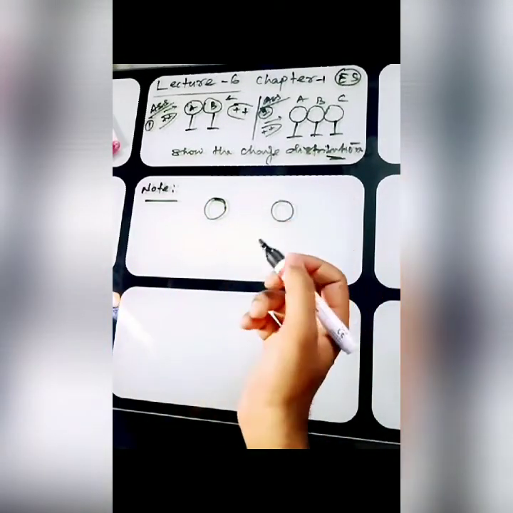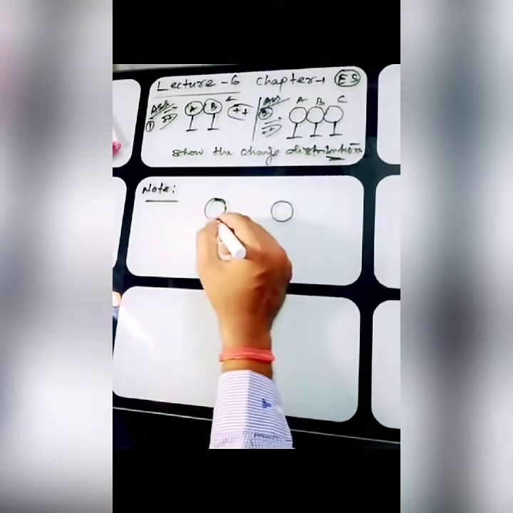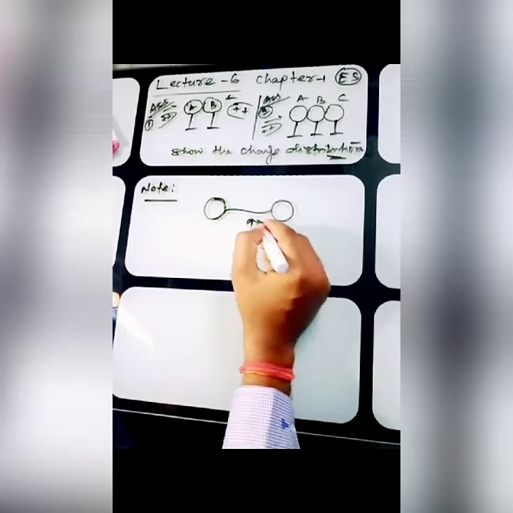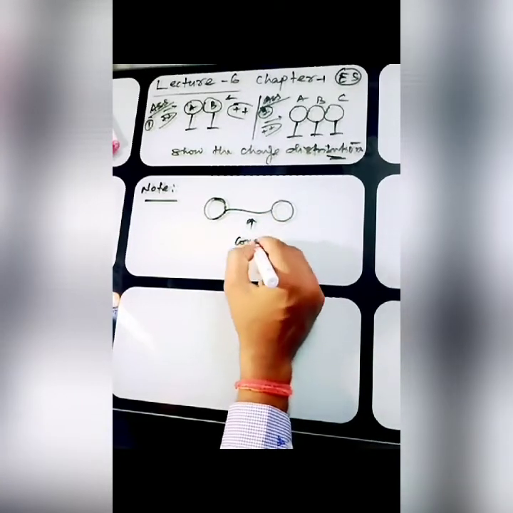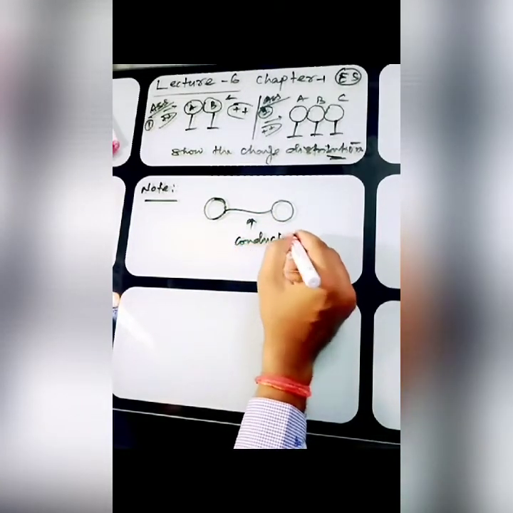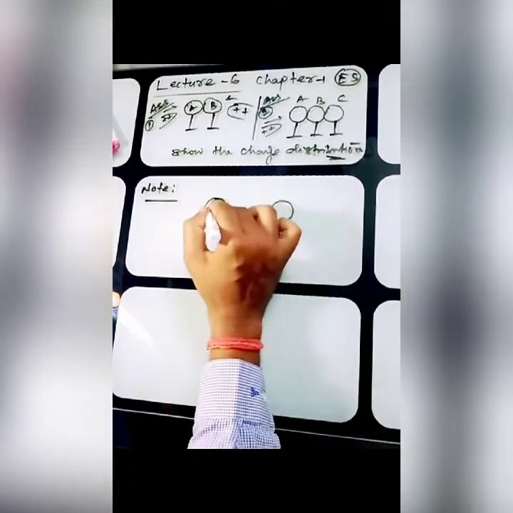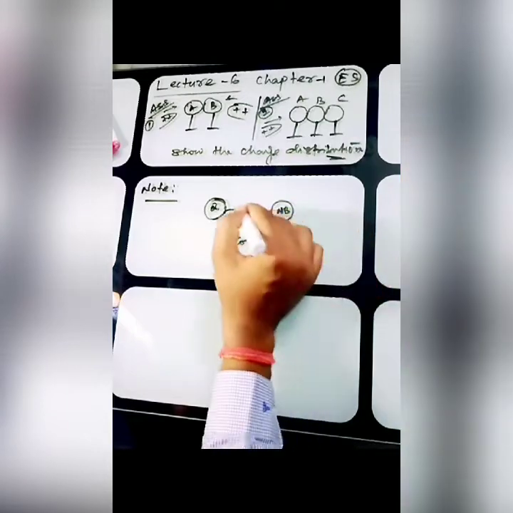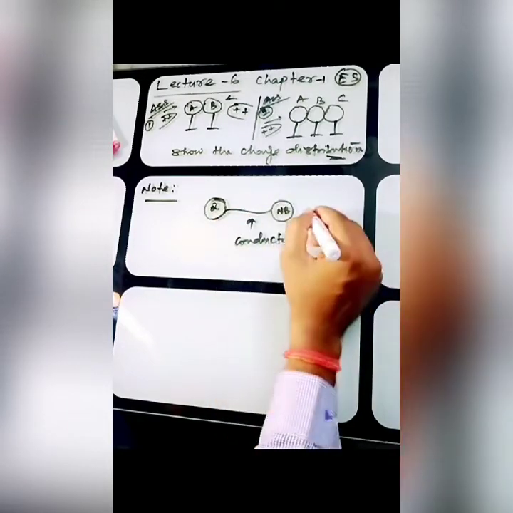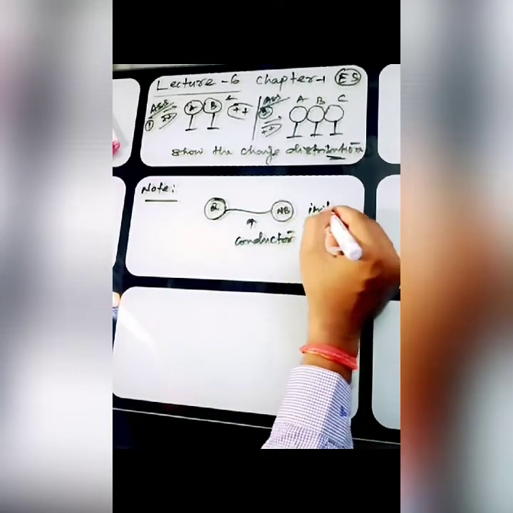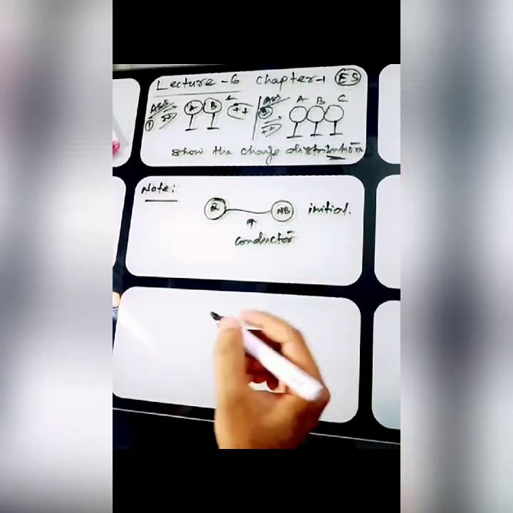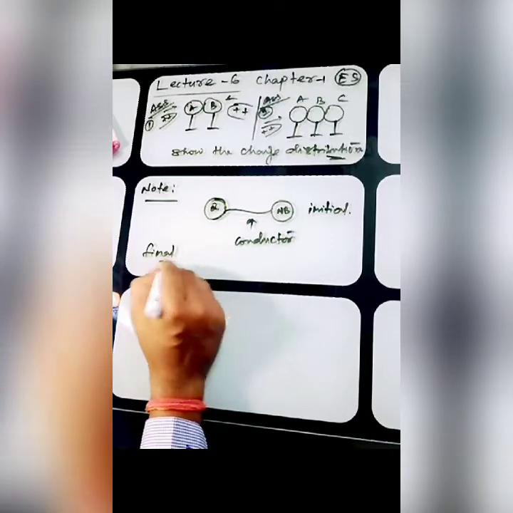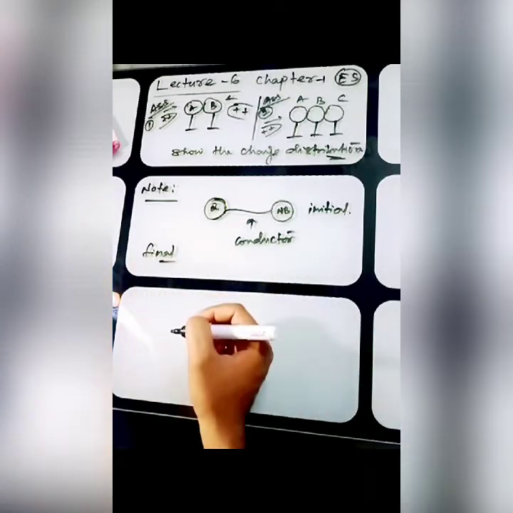In the next chapter we'll talk about two bodies of different shape and size connected by a conductor. This body has charge q, this is a neutral body, and this is the conductor. So this is the initial situation. What will be the final situation? You have to find the final situation.